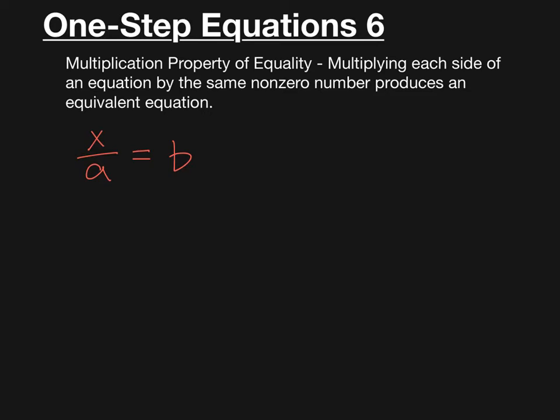And if we're trying to solve for X here, what we can do is use the multiplication property of equality to multiply both sides by A. Since we have division right here, that little line means division, we're going to use the inverse operation, which is multiplication. The inverse operations cancel out. We're left with X equals B times A. So let's see what that looks like when we have an example with actual numbers.